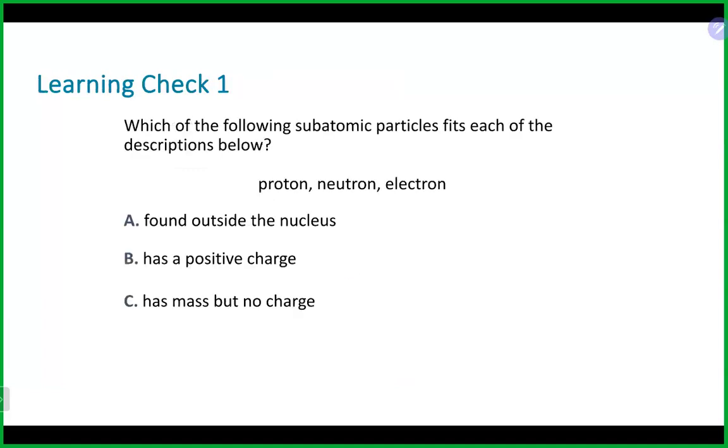All right, so let's take a look at this. Which of the following subatomic particles fit the descriptions? The one that is found outside the nucleus is the electron. Again, they're flying around that empty space in a random pattern. The one that has a positive charge is the proton. And the one that has no charge is the neutron. Again, these two are in the nucleus, and this one is flying around outside of it in that empty space.